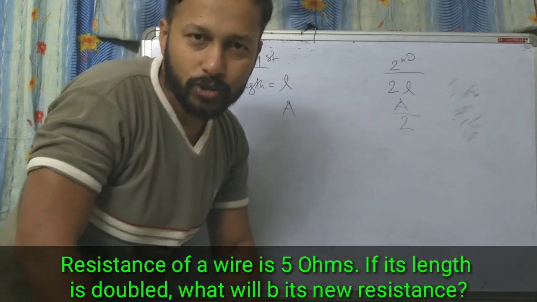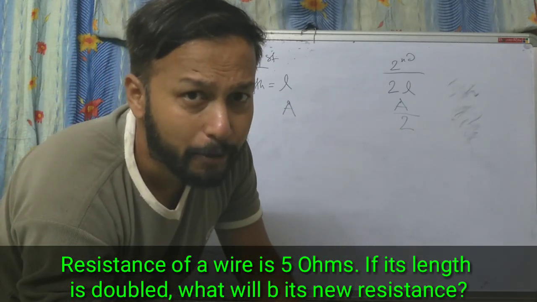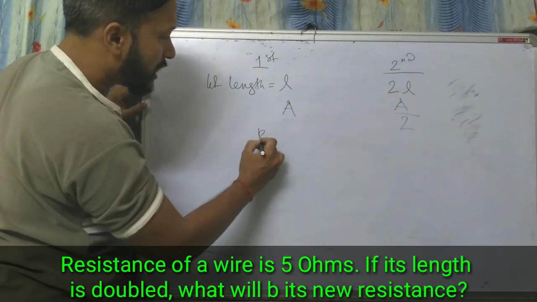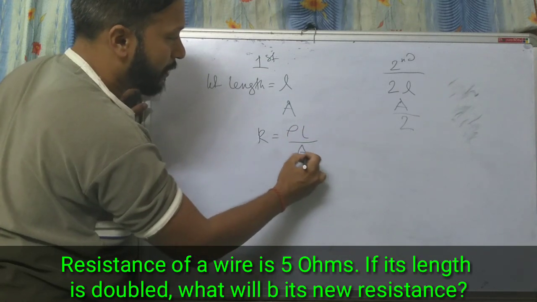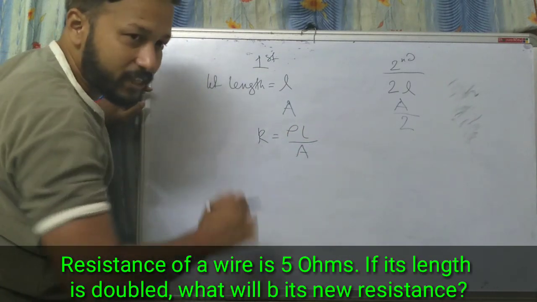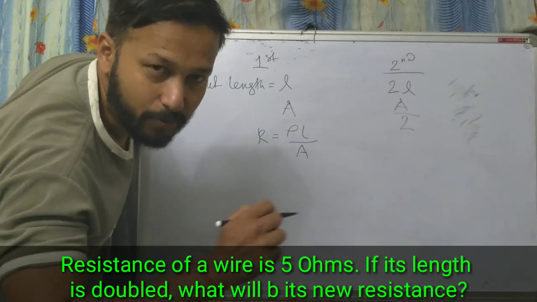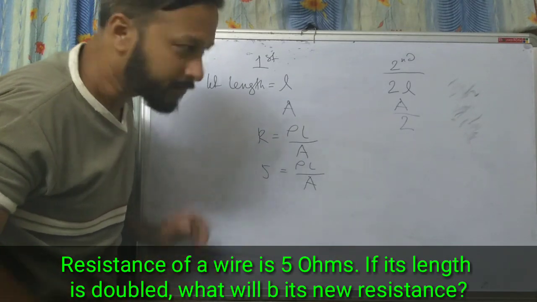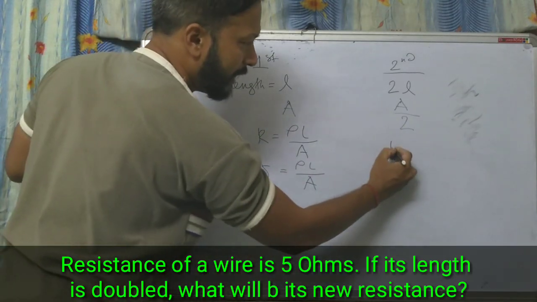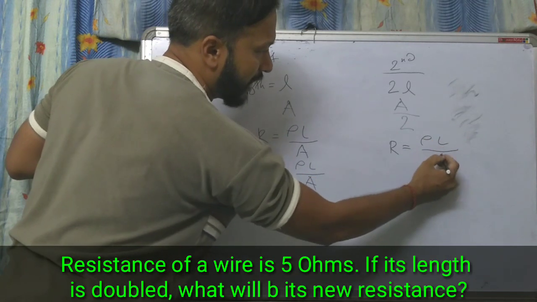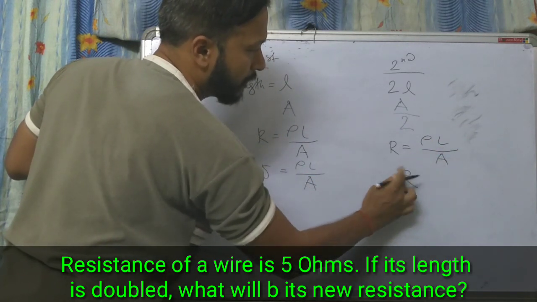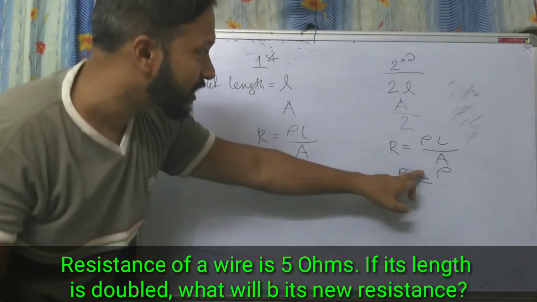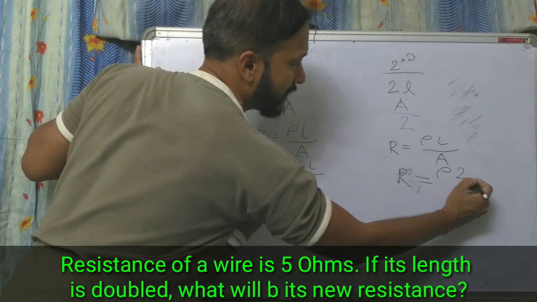Fine. Now let us use the equation R equal to rho L by A, which we discussed before. In the first case, what is the resistance of the wire given? 5 ohm. So 5 equal to rho L by A. Understood? Now let us see the second case. R equal to rho, and what is the length here? 2L. So my length is 2L.